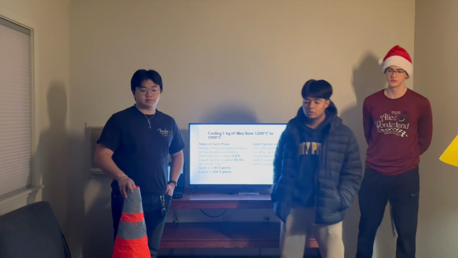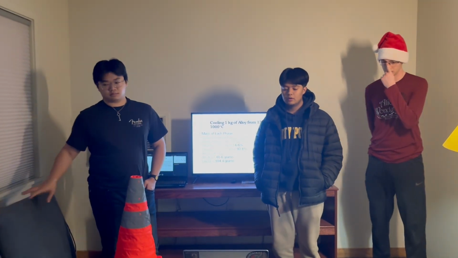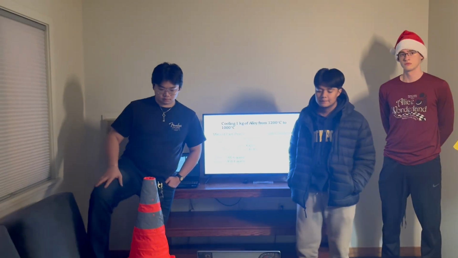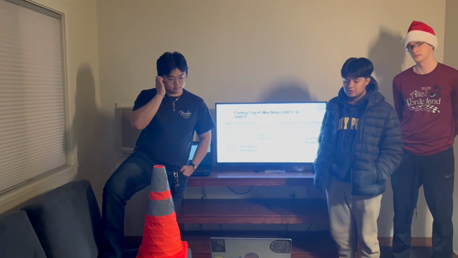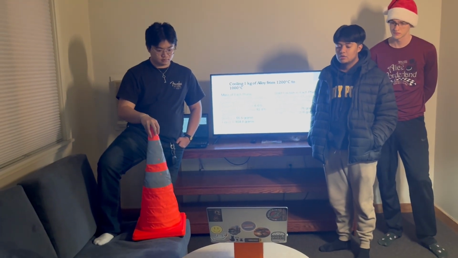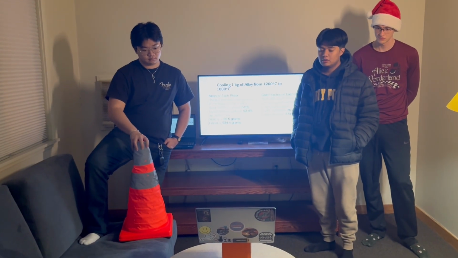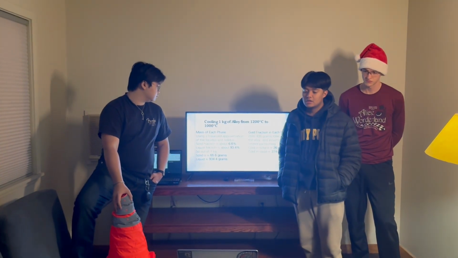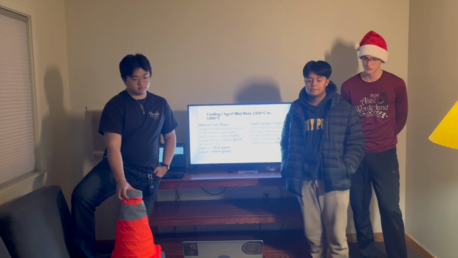Now let's talk about cooling 1 kilogram of alloy from 1,200 degrees Celsius to 1,000 degrees Celsius. Now let's analyze a specific cooling process. We start with a 1 kilogram sample that is 40% gold and 60% silver. At 1,200 degrees Celsius, the alloy is fully liquid.